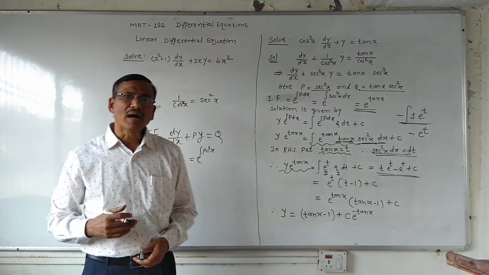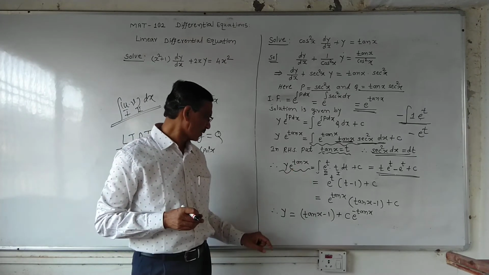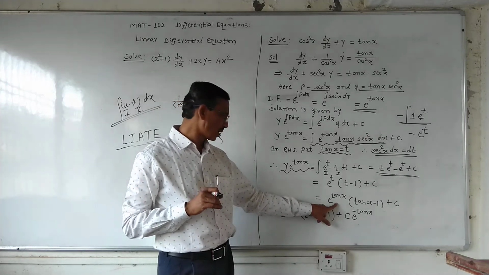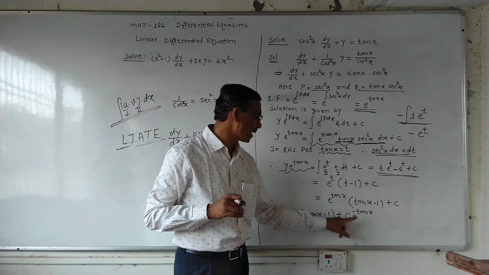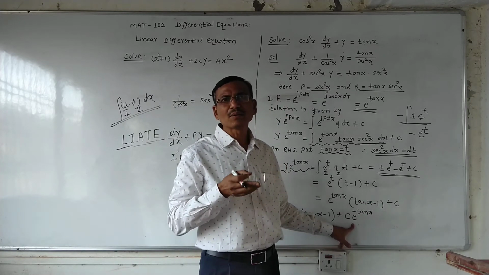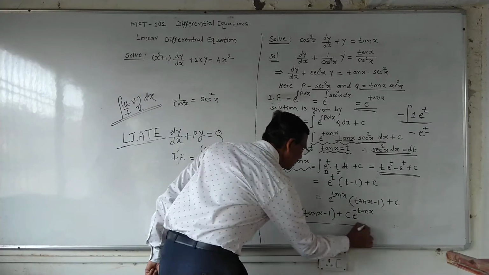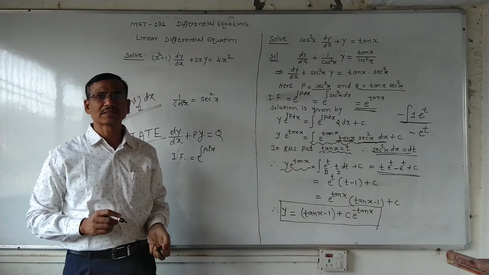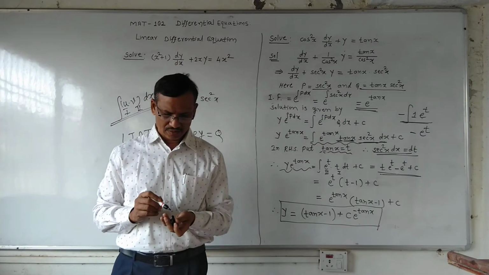Then multiplying both sides by e raised to minus tan x, or dividing both sides by e raised to tan x, here this e raised to tan x will get cancelled. This e raised to tan x also gets cancelled after dividing. Therefore this term is tan x minus 1 plus c into e raised to minus tan x, and therefore this is the required solution of this first order linear differential equation. Solution is very simple. You can go through it.